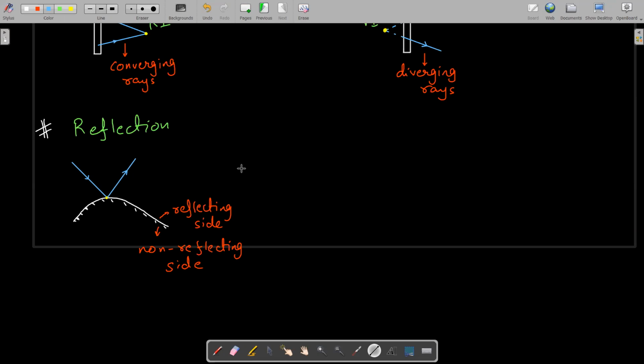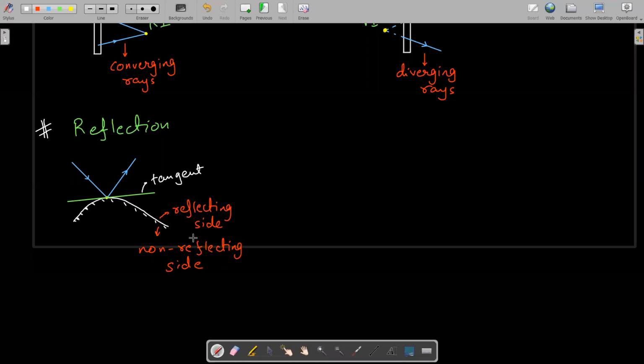Okay, the light ray will go like this. I'm going to draw two reference lines here. First one is this. What is this line called? This is called the tangent.